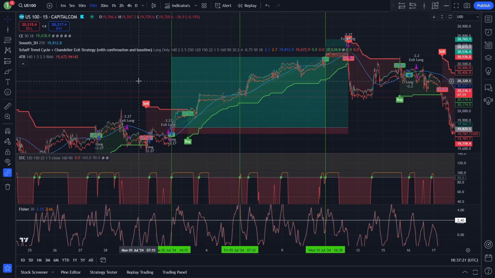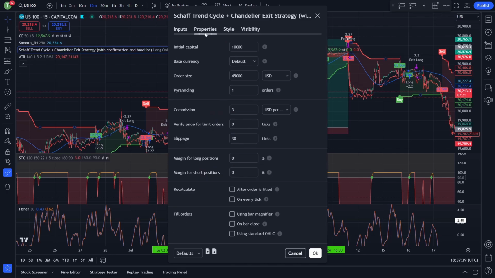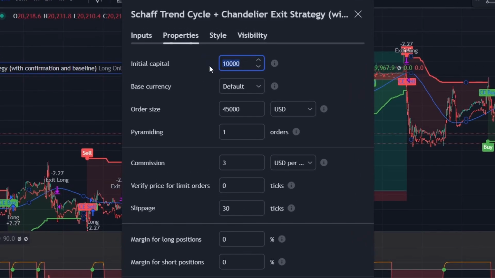Okay, so now you know everything you need to know about this strategy. That means we can move on to the backtest results. For the backtest, I am using a $10,000 initial capital with 45,000 USD on each entry. That means a 4.5x leverage at the beginning, but as the account grows, the order size will remain the same, but the capital will be growing. The commission is set to 3 USD per contract, and the slippage is set to 30 ticks.